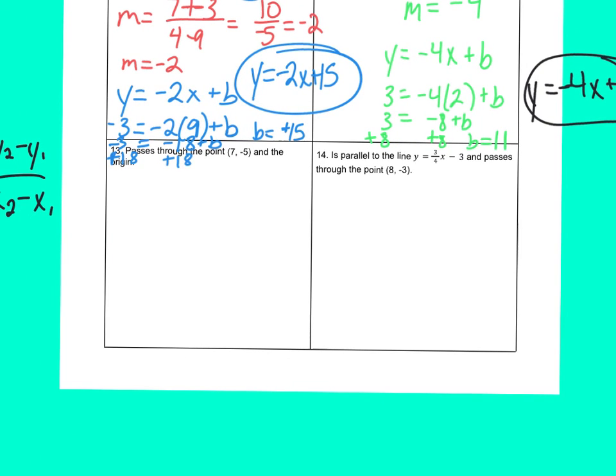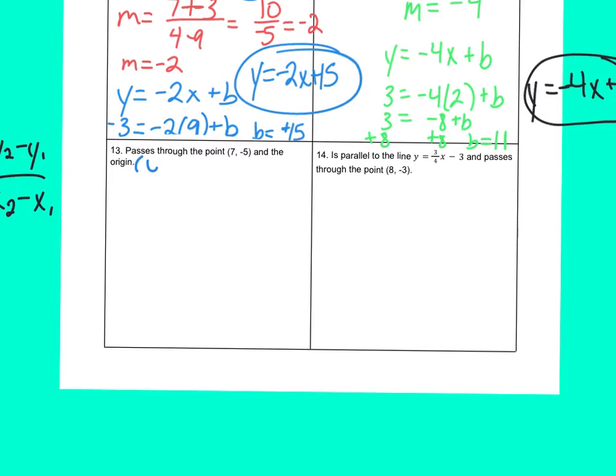Okay, moving right on down. I'm gonna erase a little bit of this so I can read it. Passes through the point 7, -5, and the origin. Whoa. How am I gonna do this one? Number 13. Question. This thing will be on the test. Yep. So one that passes through the point 7, -5, and the origin. What is the origin? 0.